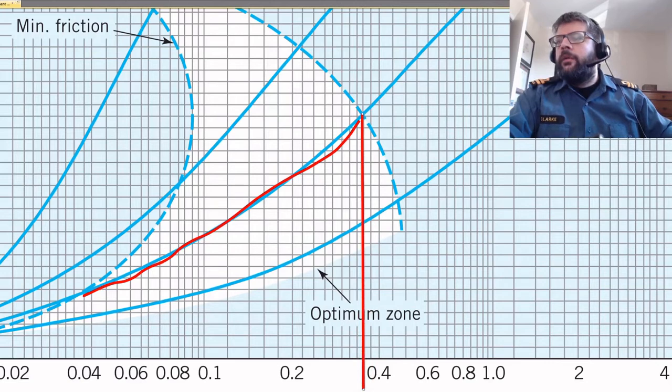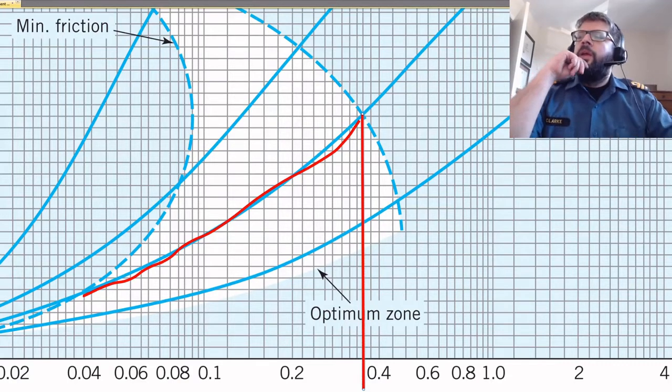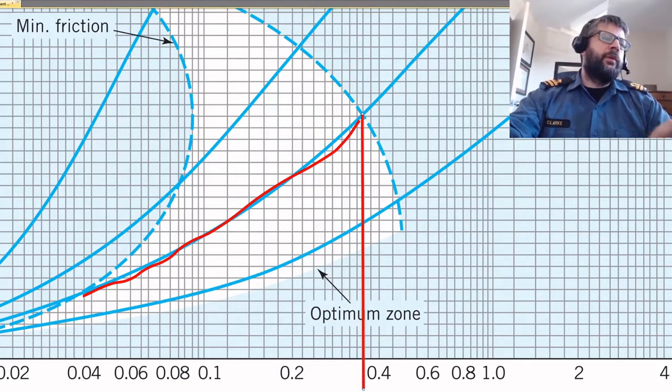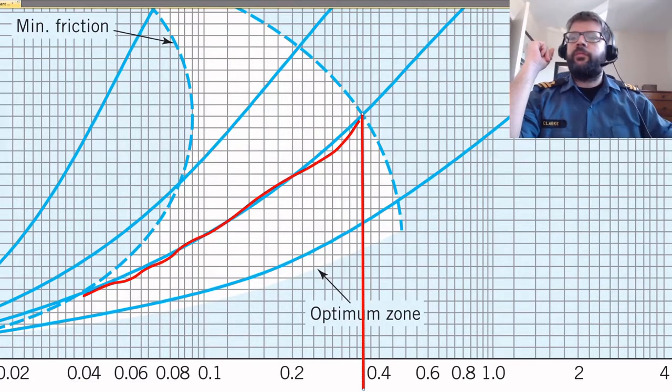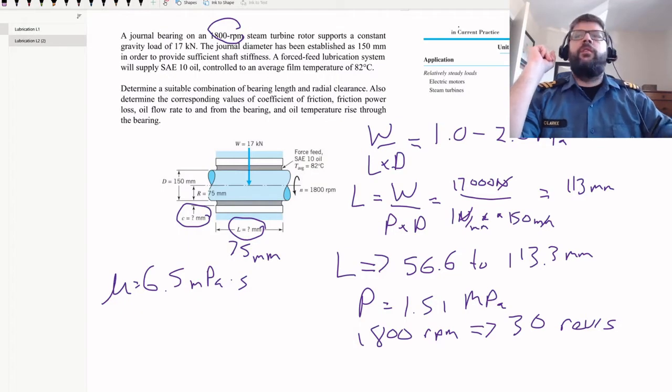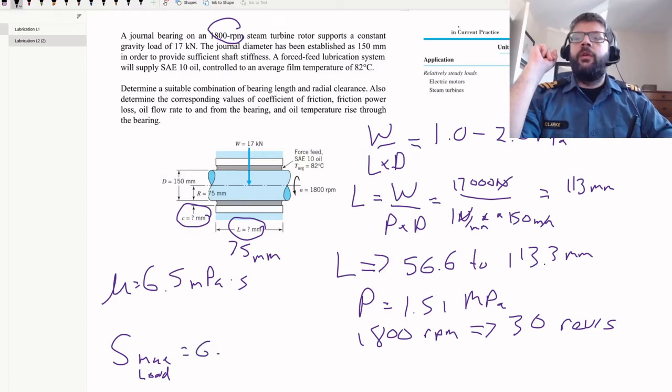So 1, 2, 3, 4, 5, 6, 7, 8. Yeah, so that'll be okay. So 10 divisions between 0.2 and 0.4, we're looking at 0.36 there. So 0.36 is going to be the top end of our optimal range. I'll call that S max load, because that's what it corresponds to. S max load is equal to 0.36.